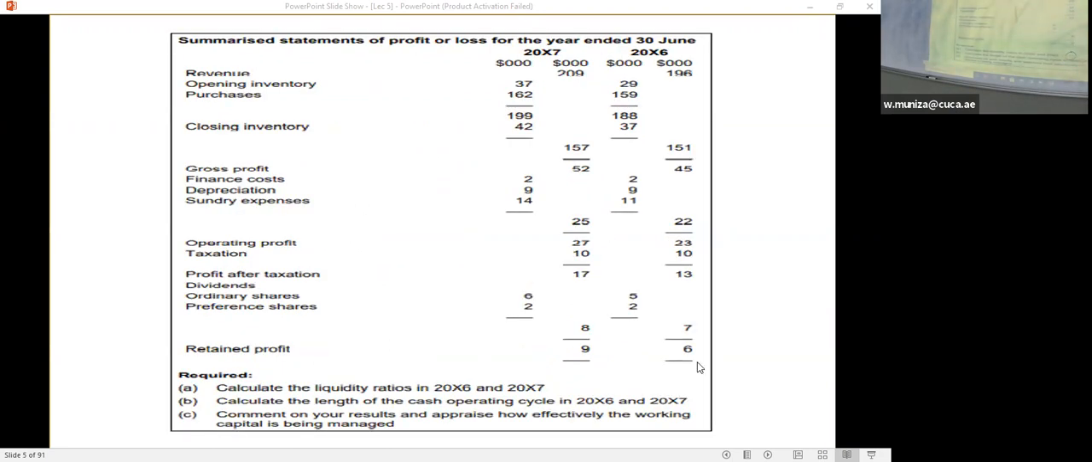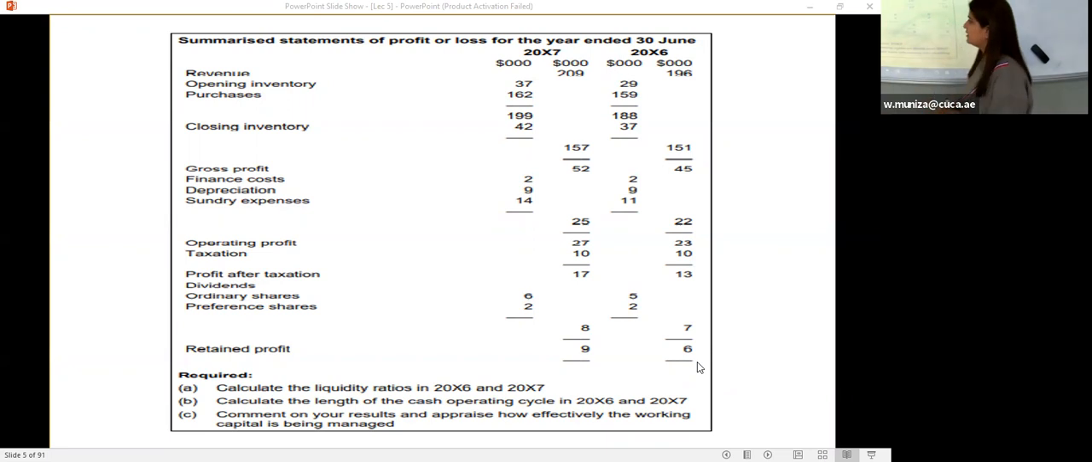Calculate the liquidity ratios in 2006 and 2007. Calculate the length of the cash operating cycle in 2006 and 2007. So what is the formula for cash operating cycle? We have discussed in the previous example as well. Just for you, Hashar, I'm repeating it. Cash operating cycle, the formula is receivables collection period plus inventory holding period minus trade payables payment period. So this is the operating cycle. This is the time lag between the payment to be received from the receivables and payments to be paid back to the payables.